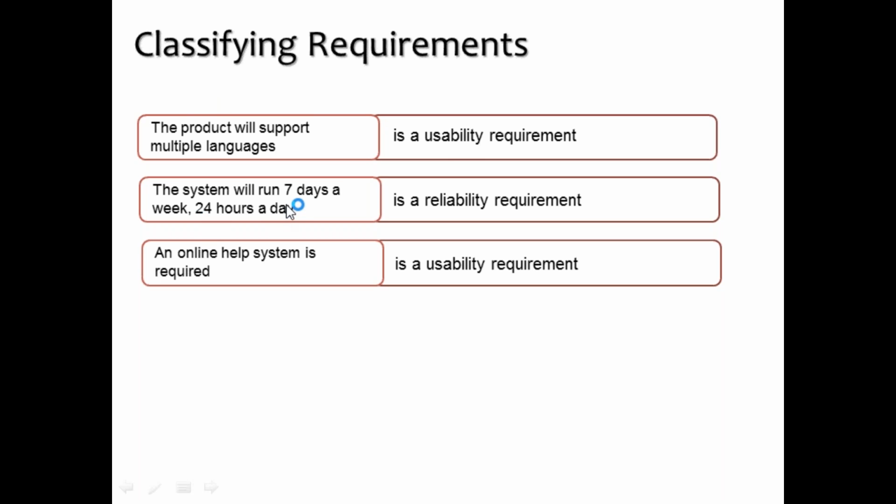The system will run 7 days a week, 24 hours a day. It's a reliability related requirement. That means your system is always available. An online help system is required. Again, that is a user friendliness related requirement. So why do we need online help? To make things easier for the user. So that becomes a user friendliness related requirement.